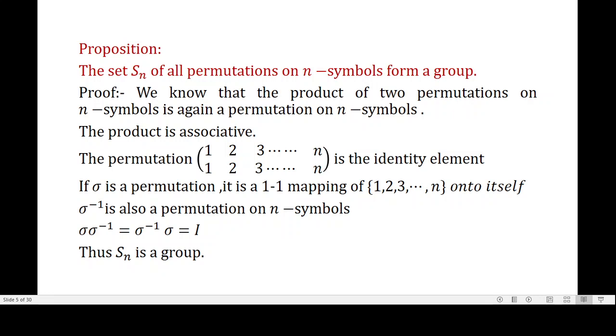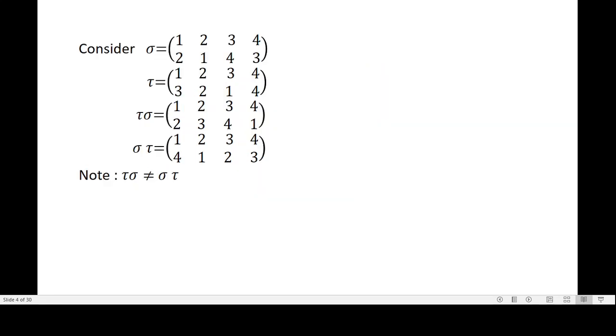If we consider two permutations and take their product, that product of two permutations is again a permutation on n symbols. Now we considered 4 symbols here, right? We took two permutations, sigma and tau. Their product is again a permutation on 4 symbols, isn't it? Whether it is tau sigma or sigma tau, it's again a permutation on 4 symbols.